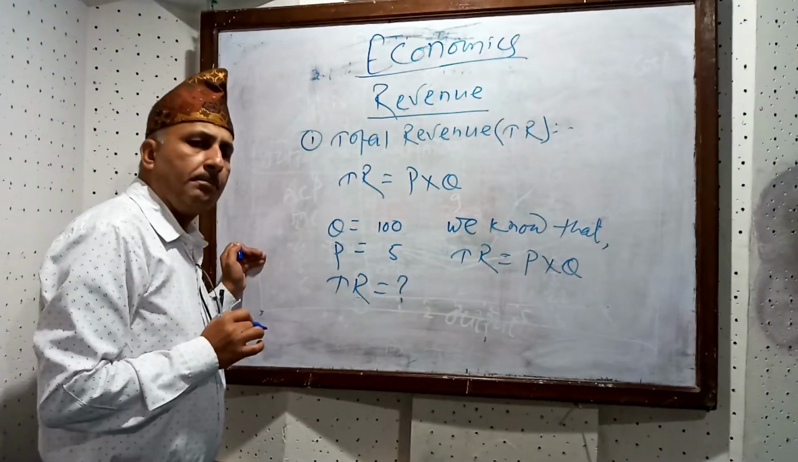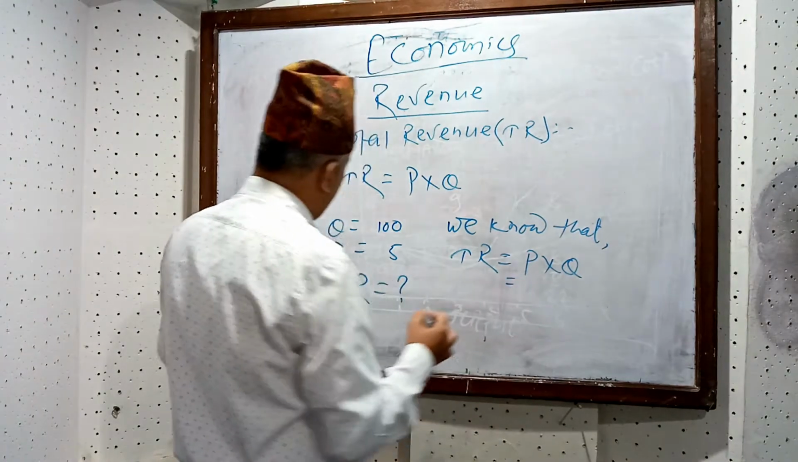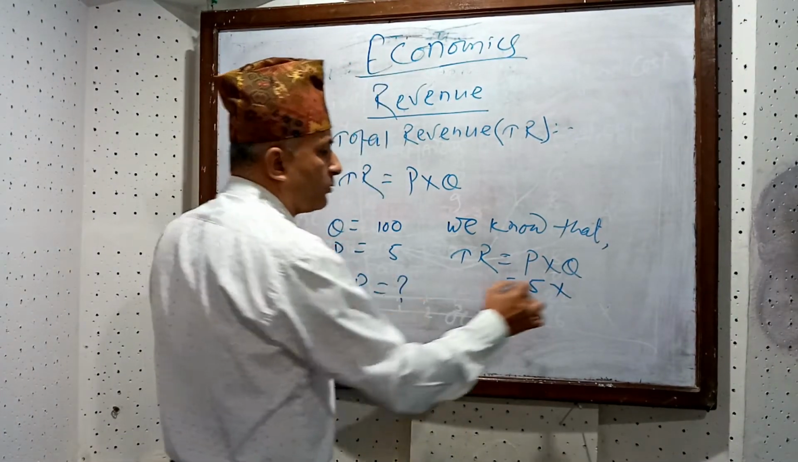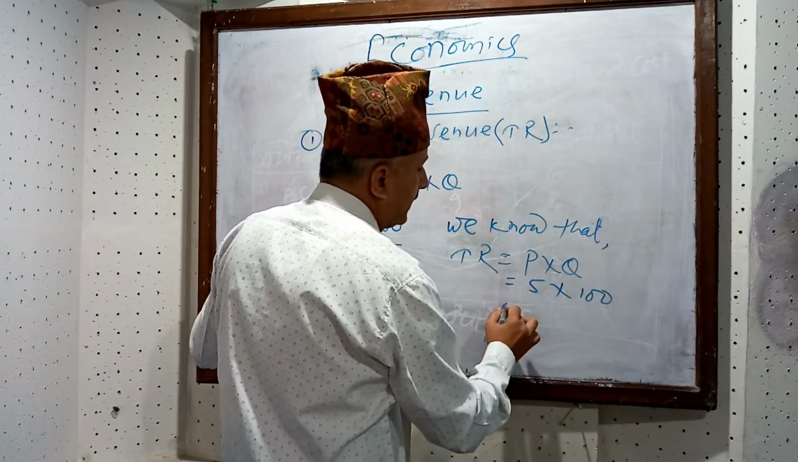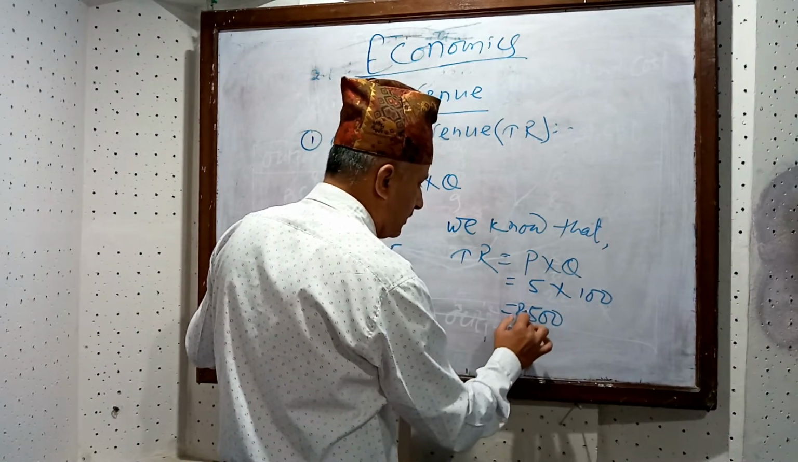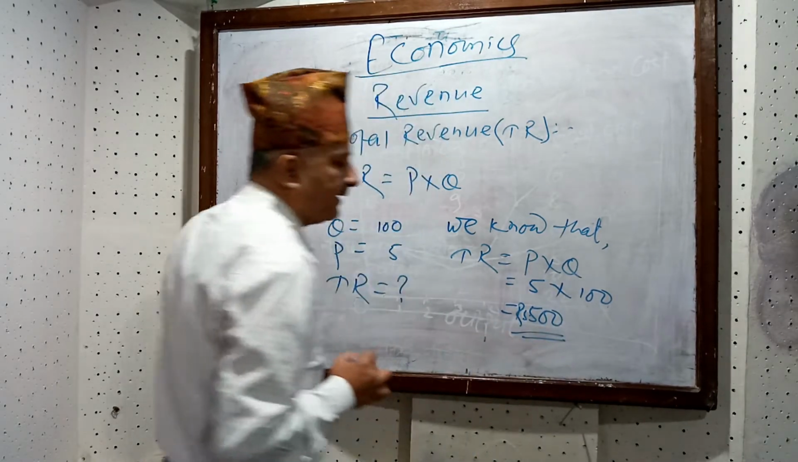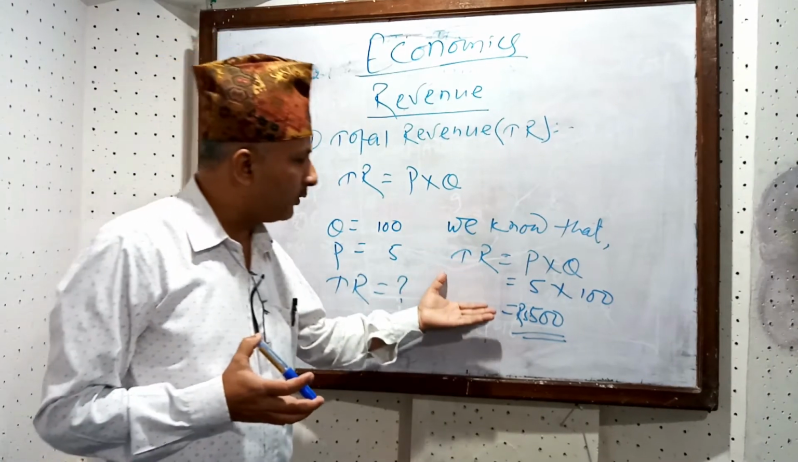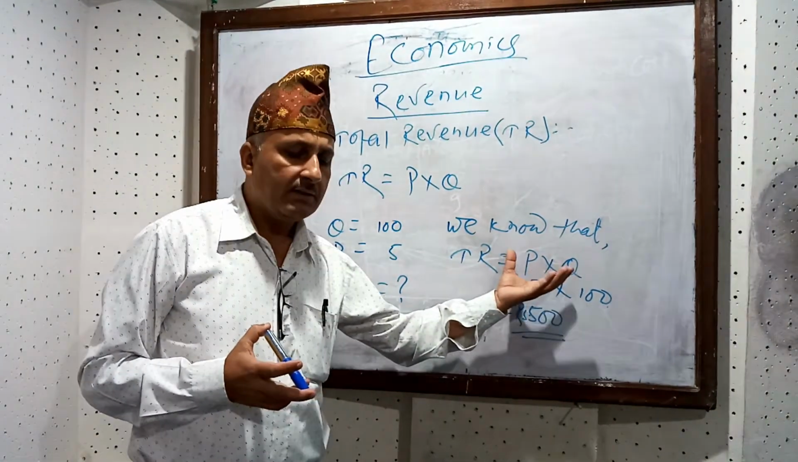TR is equal to P into Q. Now here P is 5 and Q is 100 units, which is equal to 500. That is, rupees 500 is the total revenue. In this way we can calculate total revenue by using this formula.